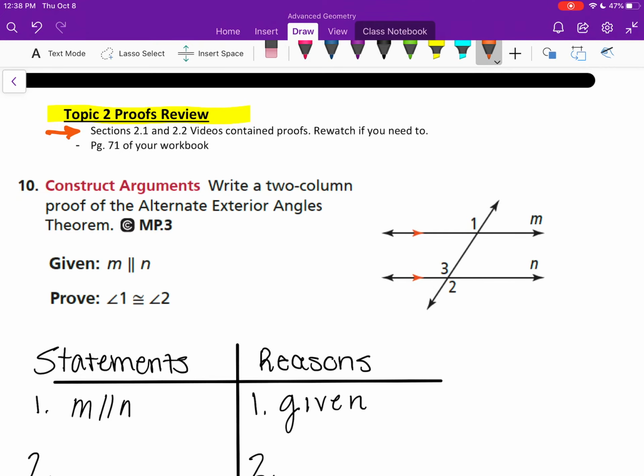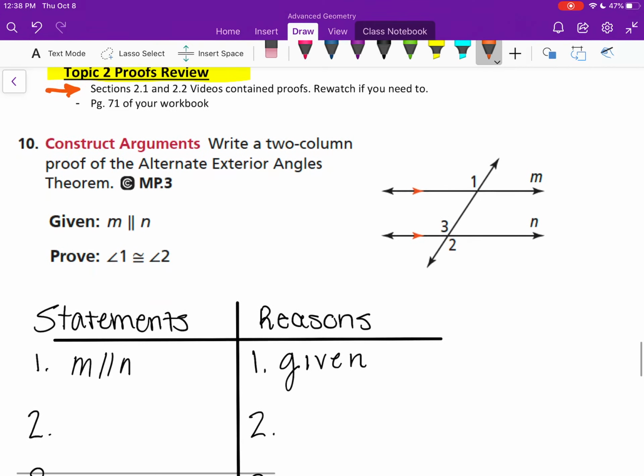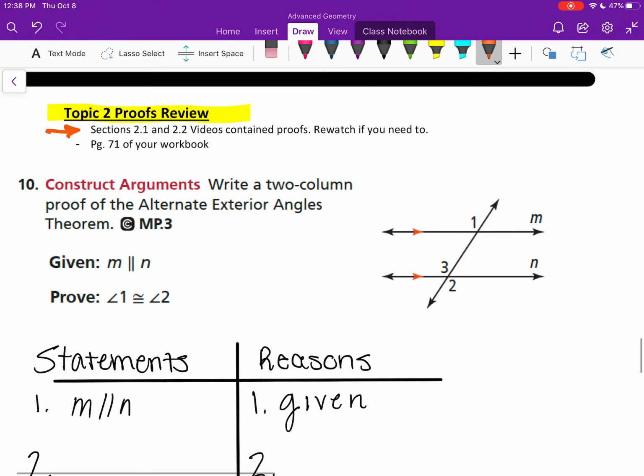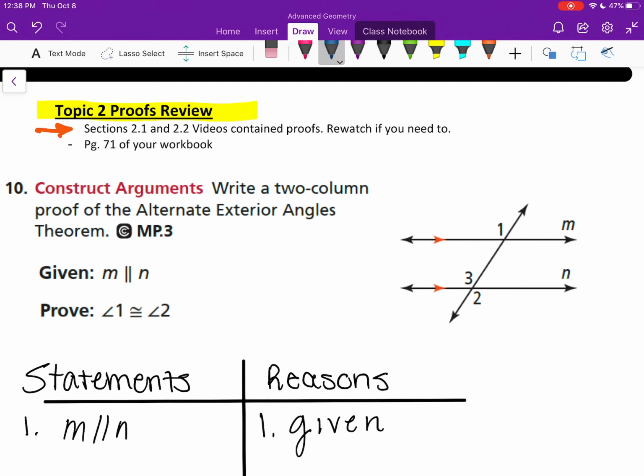And number 10 is a problem that asks us to write a 2-column proof of the alternate exterior angles theorem. So we're going to break that down. The alternate exterior angles theorem, if we remember, tells us that if two lines are parallel, then alternate exterior angles are congruent. And in this example, angle 1 and angle 2 are alternate exterior angles.